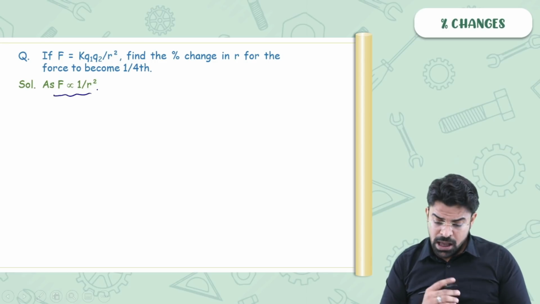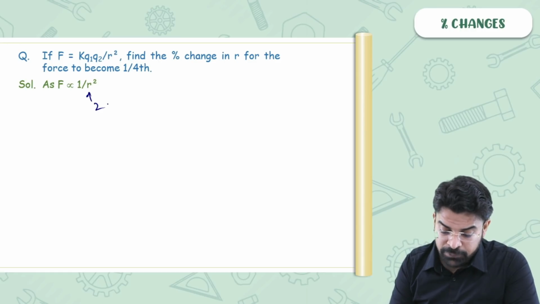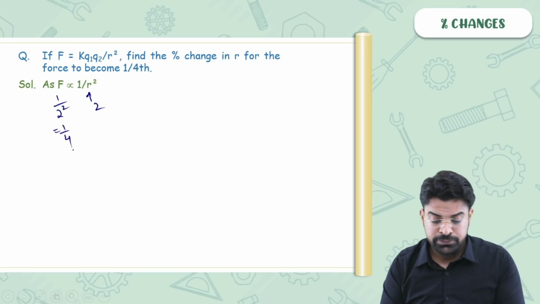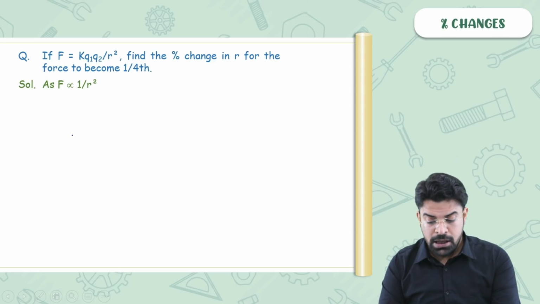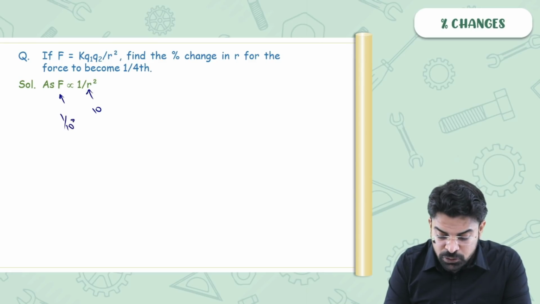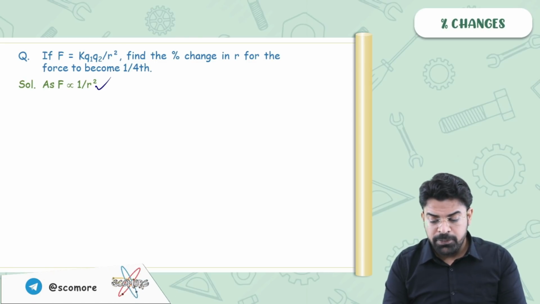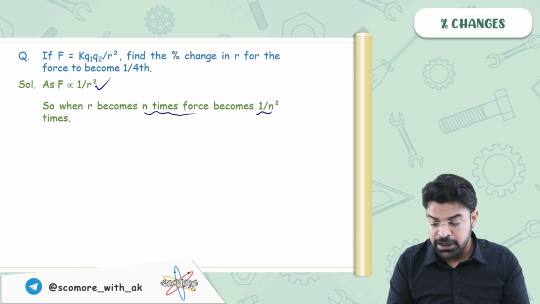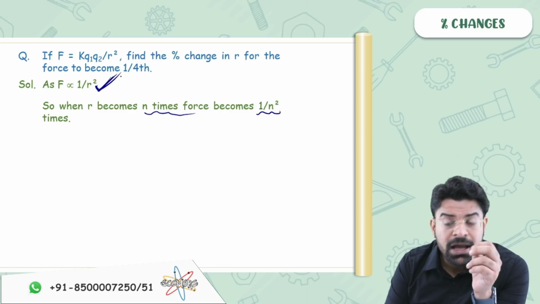As force is proportional to 1 by r square, if r becomes double, force becomes 1 by 2 square times, that is 1 by 4 times. If r becomes triple, force becomes 1 by 3 square times, that is 1 by 9 times. If r becomes 10 times, force becomes 1 by 10 square times, that is 1 by 100 times. So I can say for sure, if r becomes n times, the force becomes 1 by n square times, as force is proportional to 1 by r square.